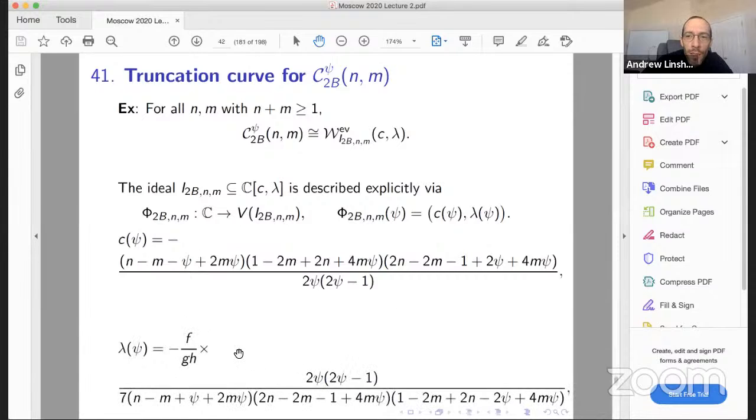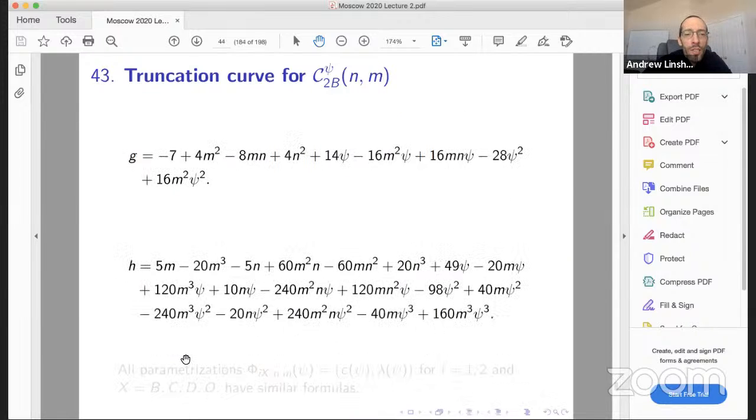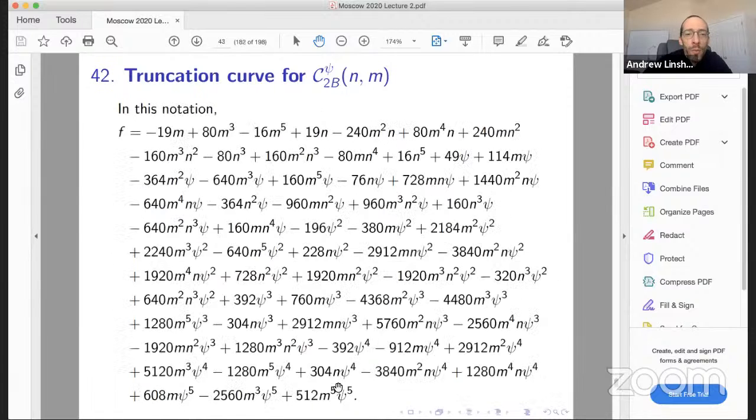So I'm going to write it as a certain rational function, f over gh, times a quantity that looked an awful lot like the lambda that I had in type A, where the denominator here appears in the numerator, and there's a little bit of small changes that take place. But these polynomials are rather complicated. This is f, this is g, that's not so bad, and h is not so bad either. And all the parameterizations, if I write down all these formulas for big phi of ix and m psi, they all have a similarly complicated expression. This one's actually a little bit easier.